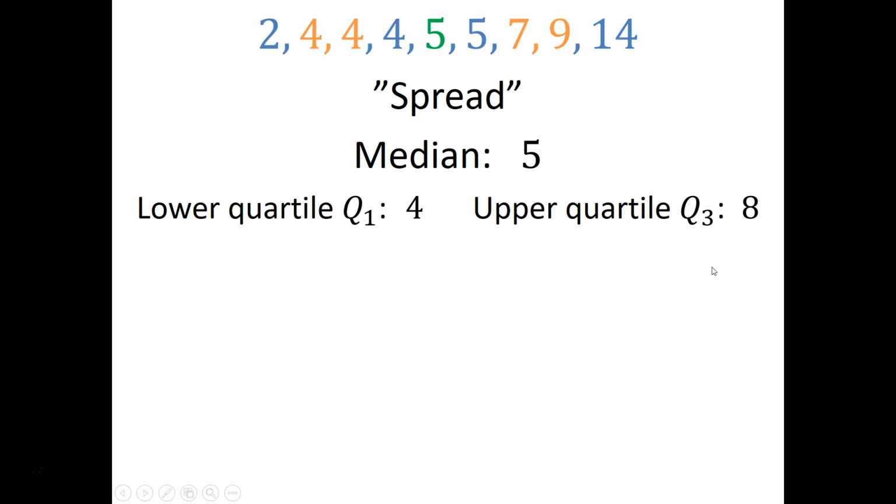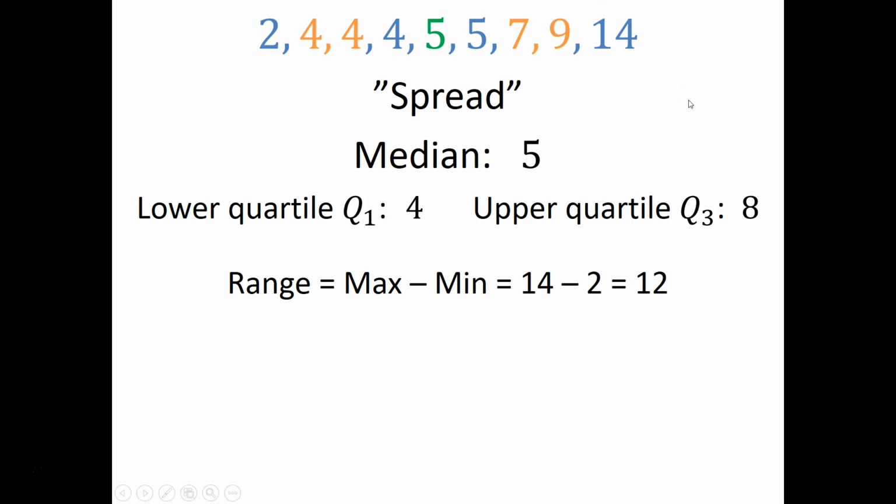And then when I have these values, you can calculate something called the range. The range is just basically how far it is from the bottom to the top. So this is max minus minimum, and that's going to be 12, because from 2 to 14 there's a gap of 12.